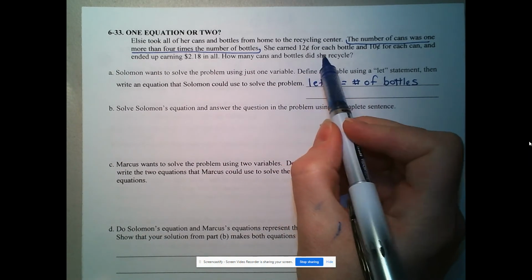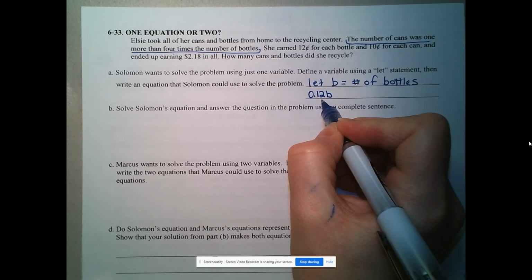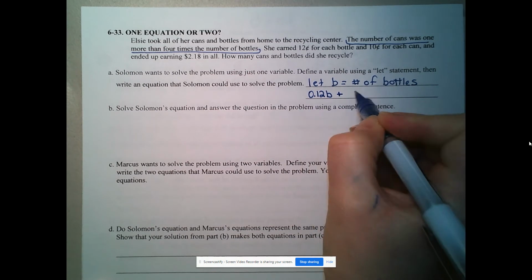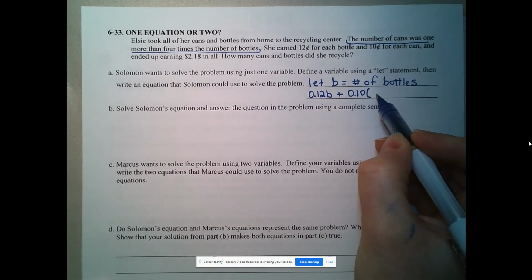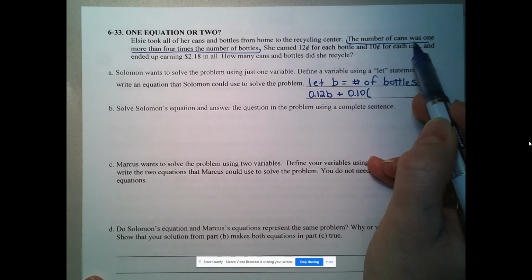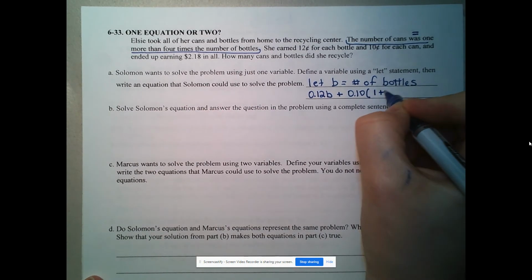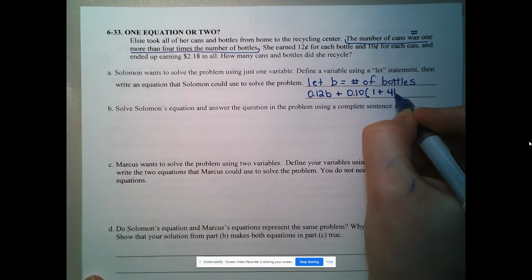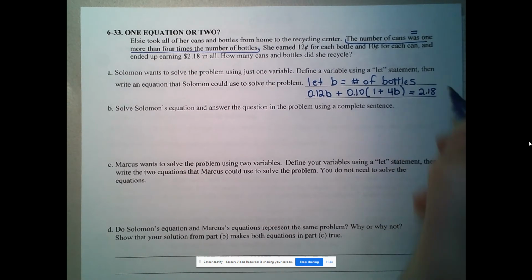It says she earned 12 cents for each bottle. So no problem, 12 cents for each bottle. Notice it looks like money, right? 0.12B plus 10 cents for each can. Now we're not going to put C because we only wanted to use one variable. The number of cans was, there's your equal sign, one more than 4 times the number of bottles. So that's the 4B. And in total, $2.18.